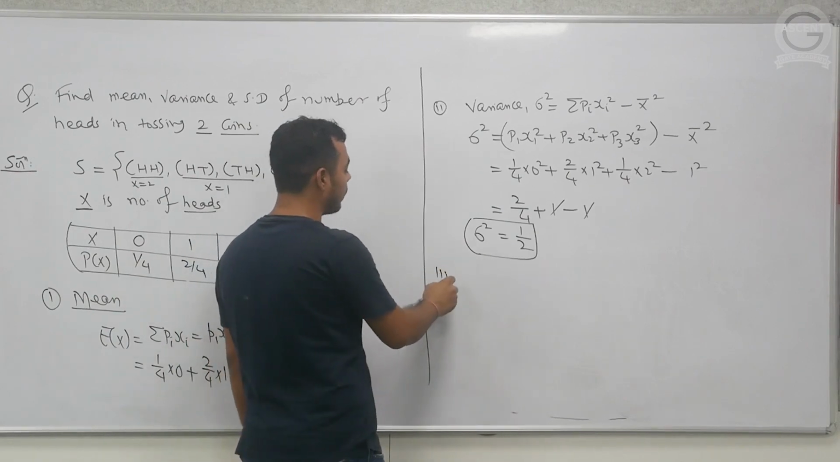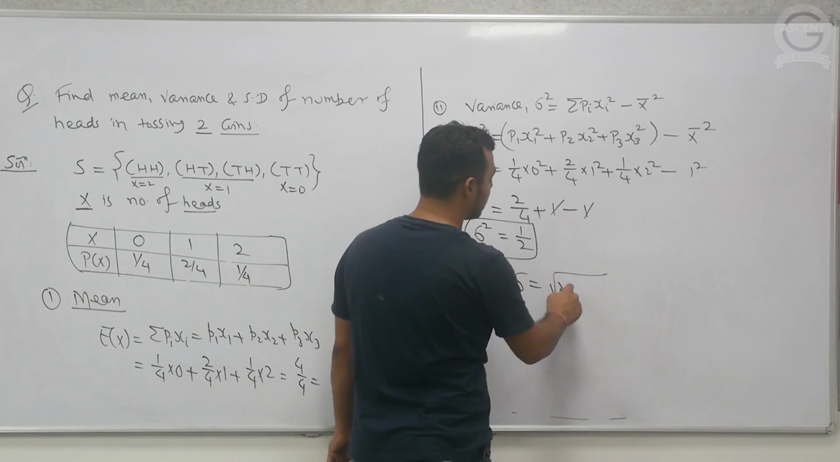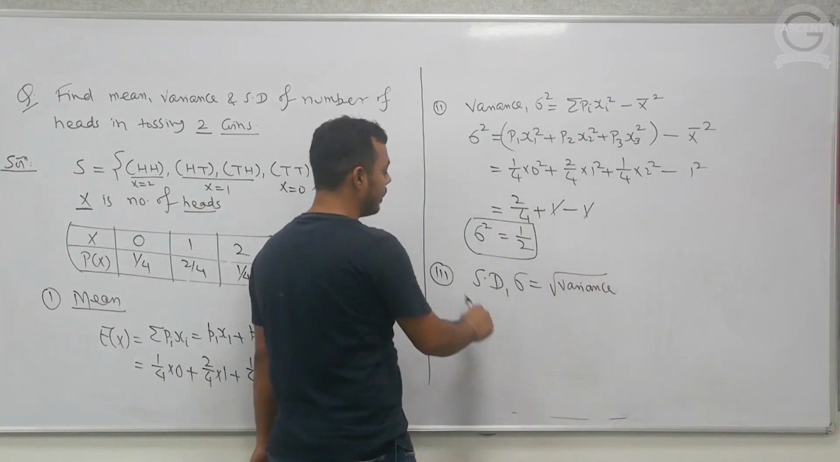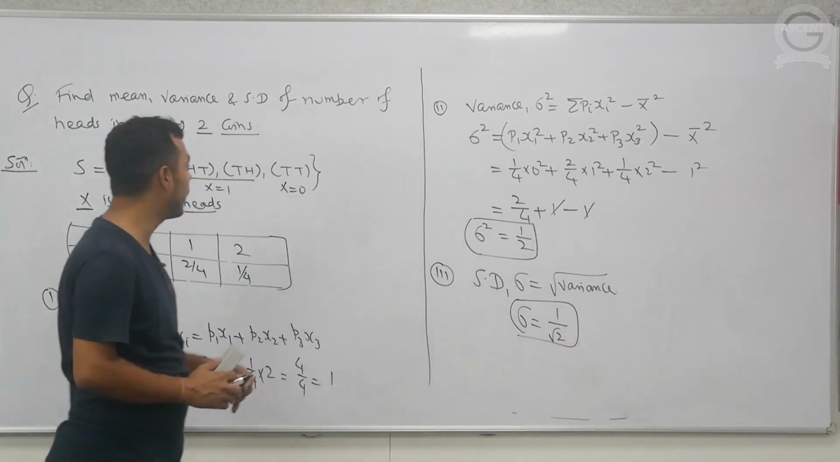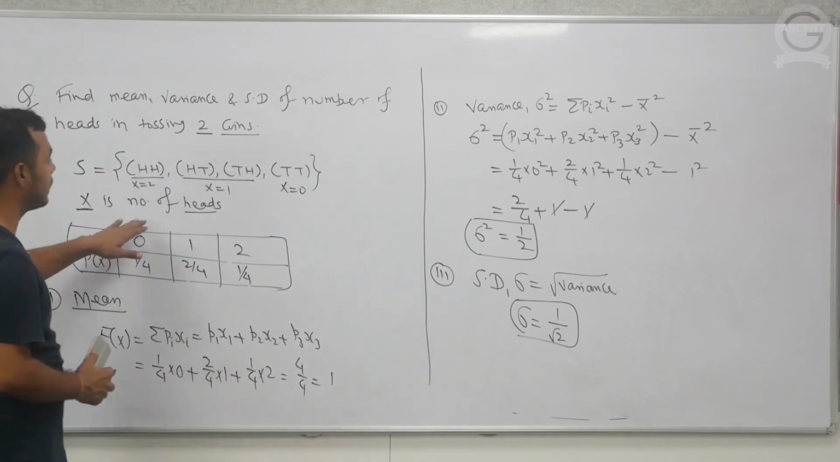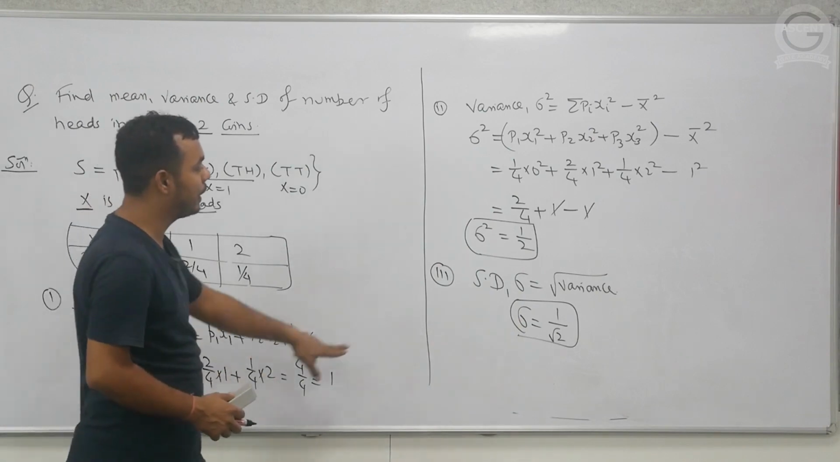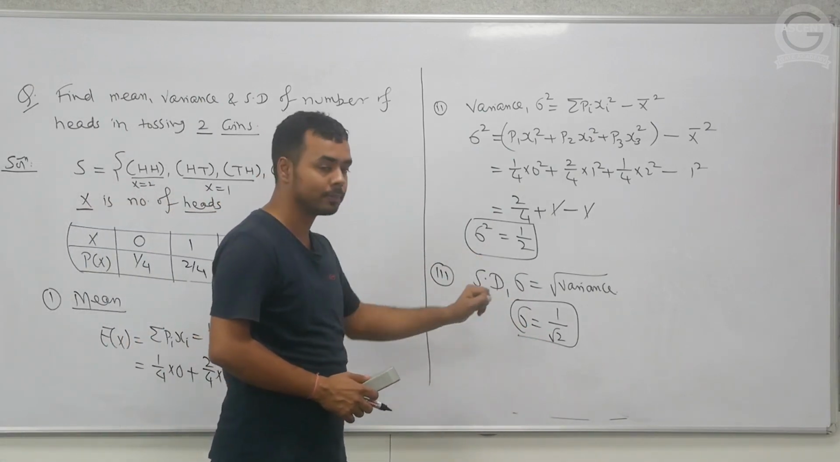Now we have to calculate the standard deviation also. So standard deviation sigma, this will be a square root of variance. Variance is 1 by 2, so this means standard deviation sigma will be simply 1 by root 2. So if we are tossing two coins, and if x is representing number of heads, then mean of x is 1, variance is 1 by 2, and standard deviation is 1 by root 2.